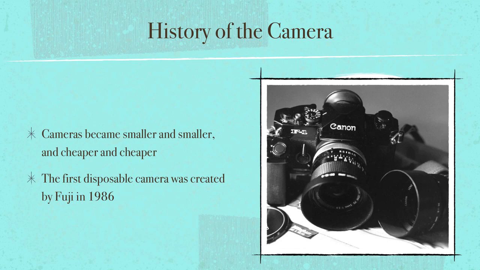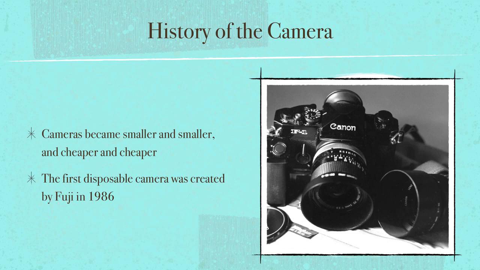Throughout the 20th century, in the 40s, 50s, 60s, 70s, cameras became smaller and smaller and cheaper. People were taking photos all over the place. My dad was really into photography when he was younger. He had his own Canon camera that he still has today that shot film, and everyone had a camera.